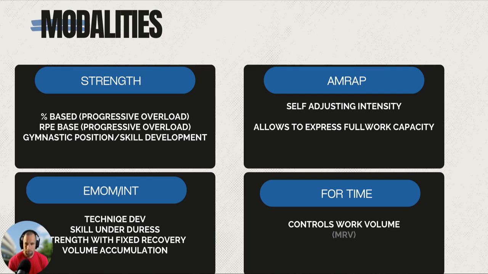The AMRAP, that is a self-adjusting intensity. As you know, we do a specific amount of time, and then it allows you to just do as many rounds as you can within your full capacity. And then we have EMOMs, or pretty much any type of intervals. This is great for technique development. I'm giving you that forced rest to make sure that everything is nice and crisp.